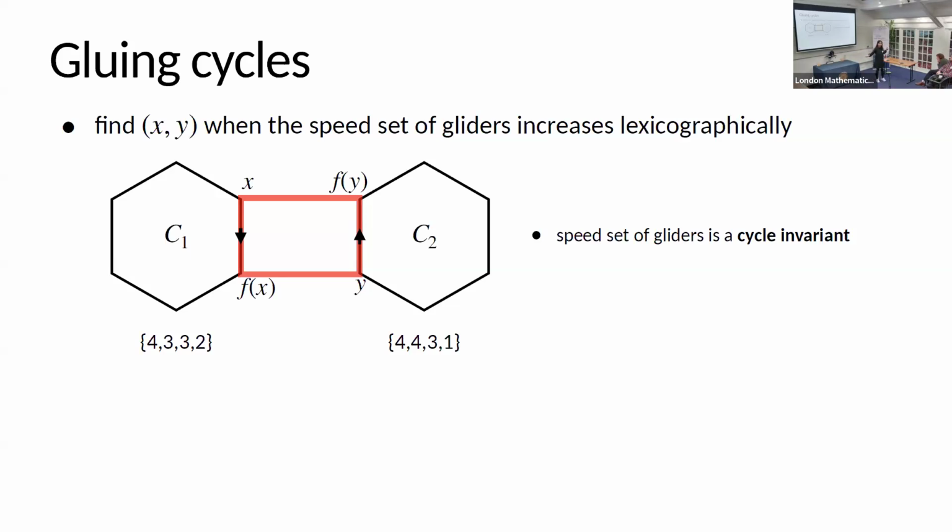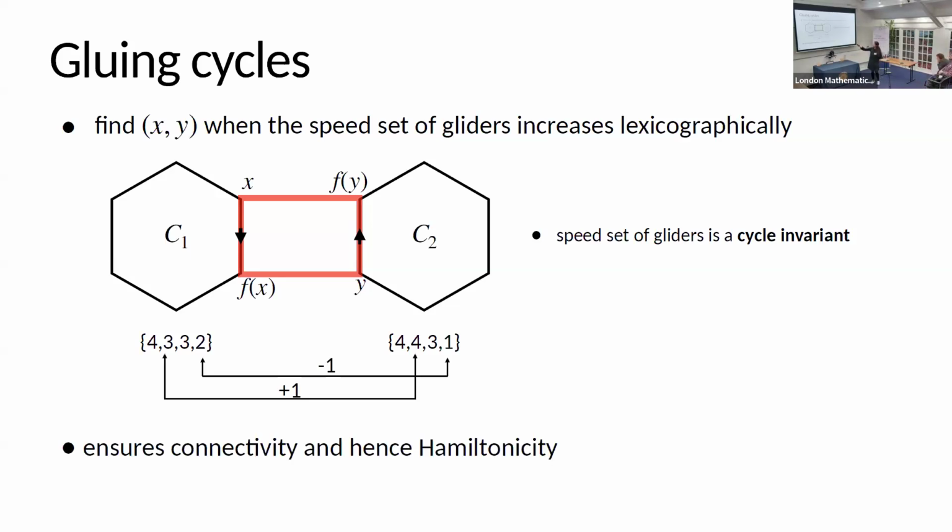So eventually you will end up with a cycle whose glider set is just 12. You start with the cycle with glider set 1, 1, 1, 1, all 1s, and then you eventually go to the cycle with glider set 12. That's the cycle which has the largest speed set of gliders considered lexicographically. In this case, we have decreased the speed of the slowest glider by 1 and increased the speed of one of the larger gliders by 1.